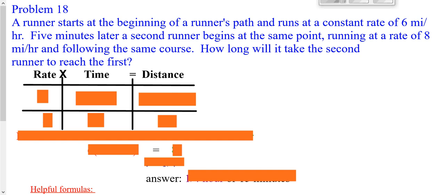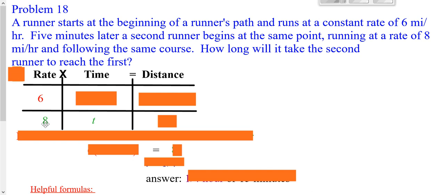We only have two situations. We have our first runner and we have our second runner. So the rate of the first runner is 6 miles per hour. Rate of the second runner is 8 miles per hour. We want to know how long it takes the second runner to reach the first runner. So we're wondering, how long does the second runner actually run? That's what we're looking for. So I'm going to let my variable represent that box.